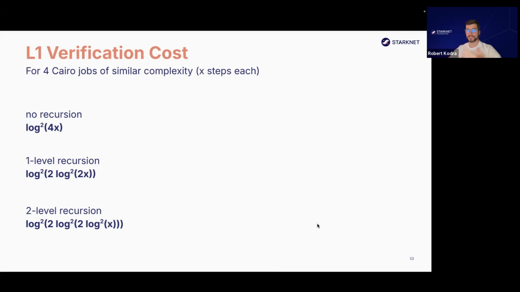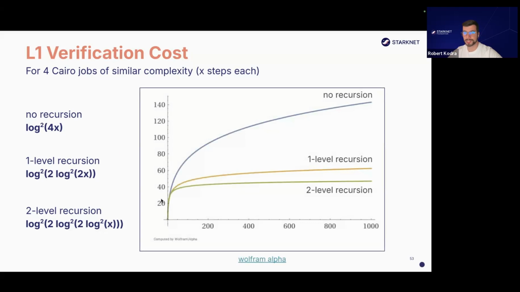So finally, let's try to see this in terms of plots and visualization. I know it might be a bit too much in terms of notation, but we have first no recursion. So that's, if you recall the result, that's log squared of 4x. Then the first level of recursion that's denoted by this result. And then the second level of recursion that's denoted by this result. So what does this look like on the chart? And it looks like something like this.